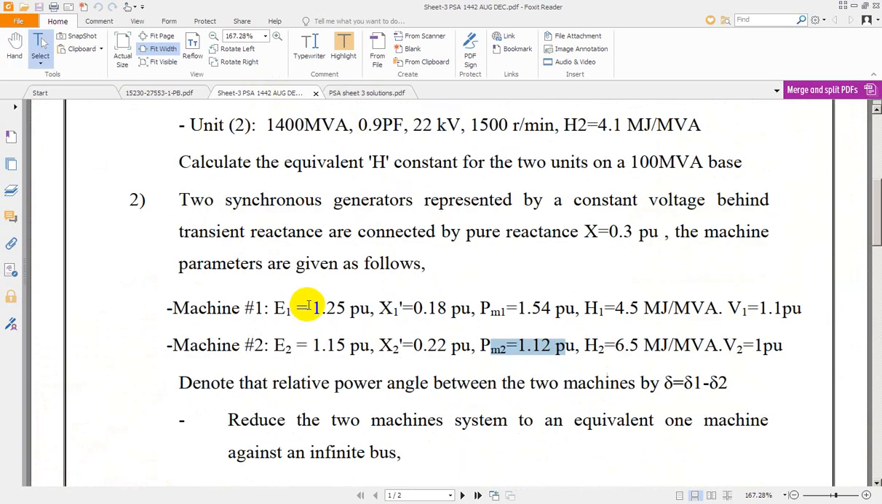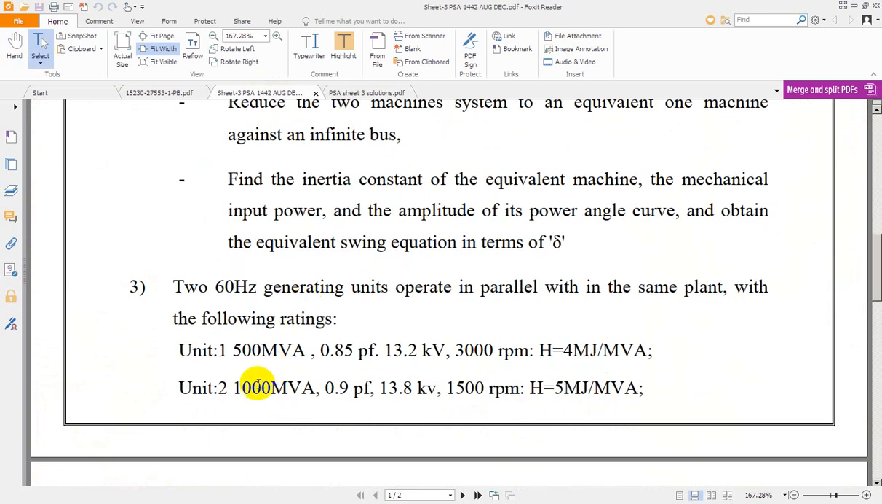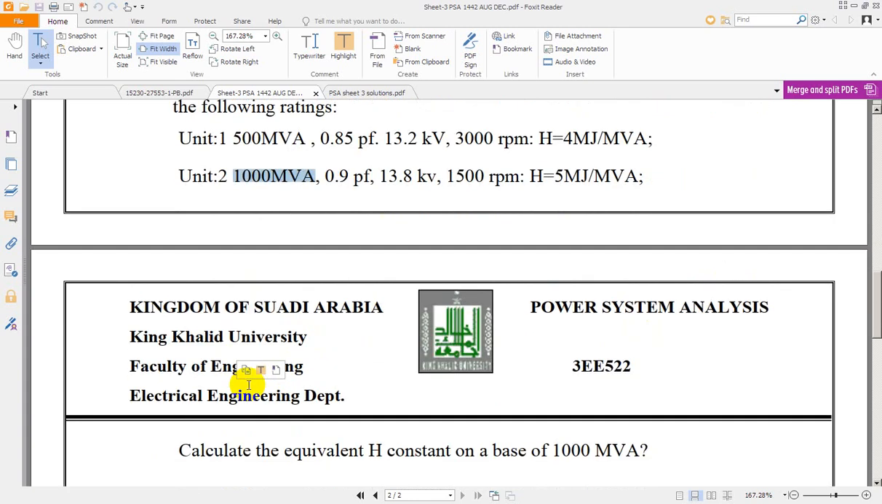Coming to the third question, it is a similar question to question number 1. We have two 60 Hz generating units operating in parallel within the same plant with the following ratings. Unit 1 is 500 MVA. Unit 1 details are here. Coming to the unit 2 details here. Within the same plant means they are coherent machines, but if you observe, the MVA ratings are different. The MVA are different, hence we cannot add them directly.